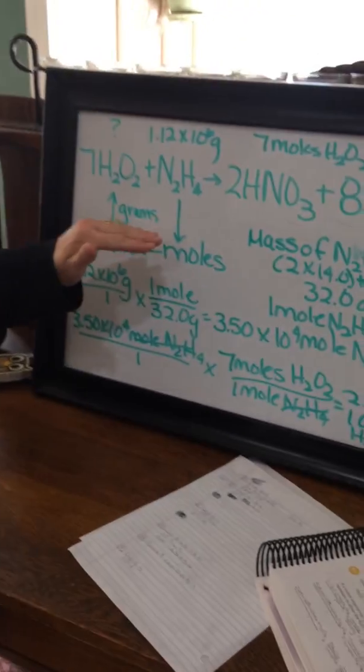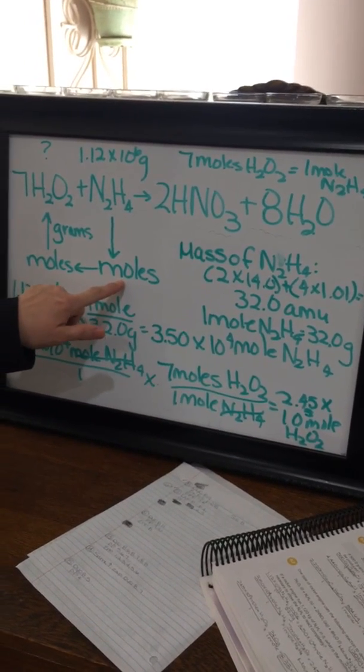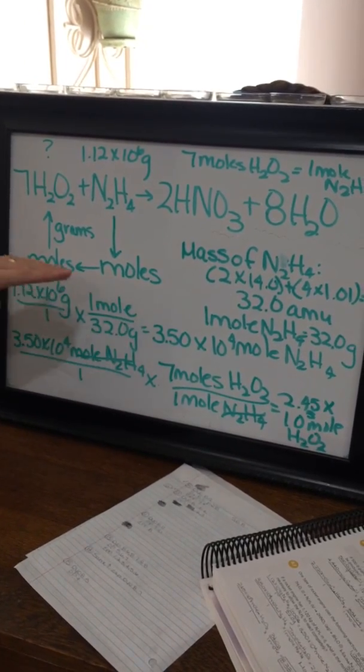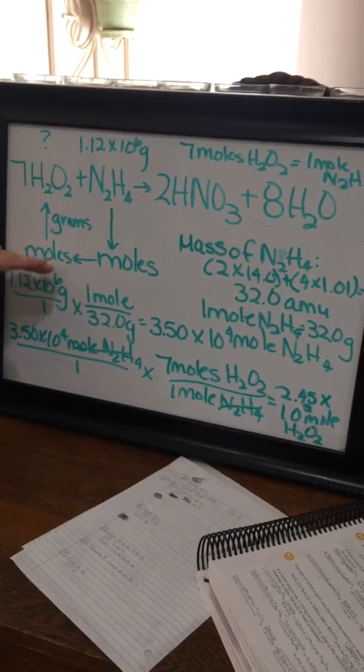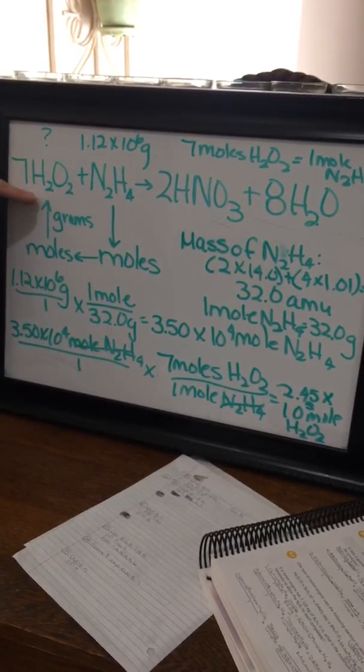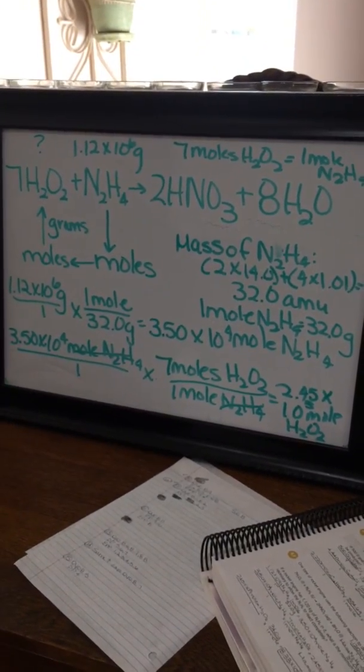So we're going to try to finish this problem. In our steps, we started here. We made it down to moles of N2H4. Then we converted over to moles of H2O2. What's the last step? All we have left to do is go back up to grams of H2O2. So think through, what do you have to do to be able to do that?